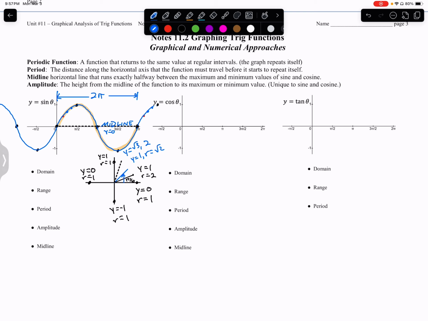Amplitude is the height from the midline to the minimum or maximum. So the height here is 1, the height here is 1. So this would be the amplitude from here to here. That amplitude is going to be 1. So this is the sine graph. What's the domain of this? It's all real numbers. What's the range? It goes as low as -1 and as high as 1, inclusive.